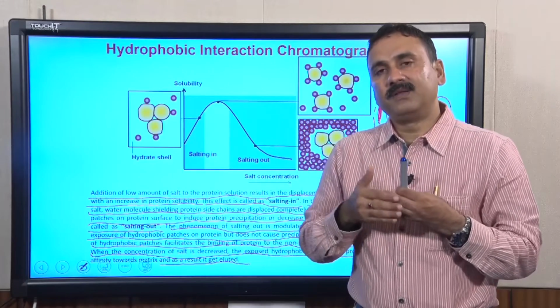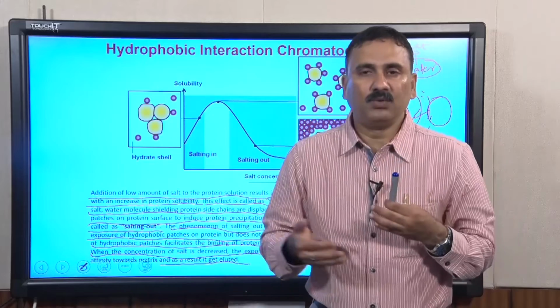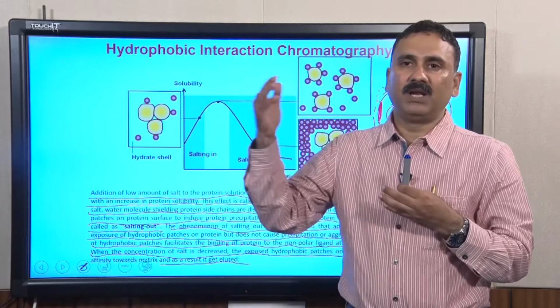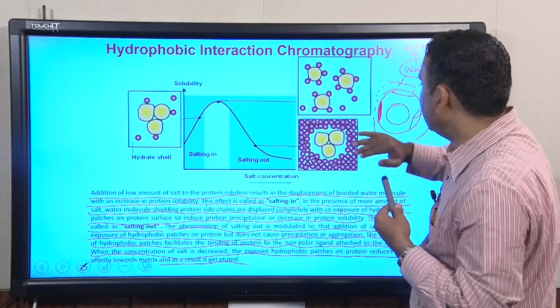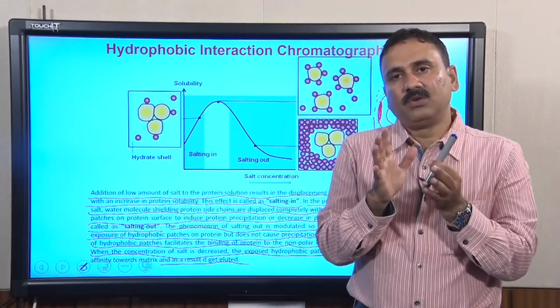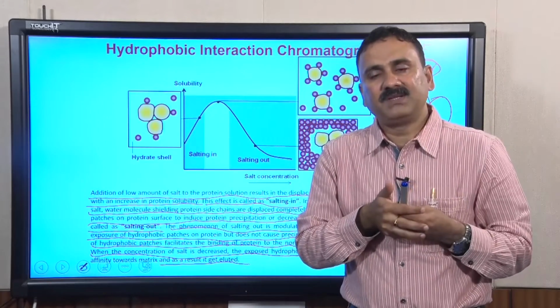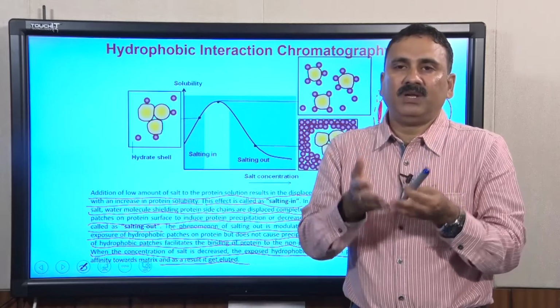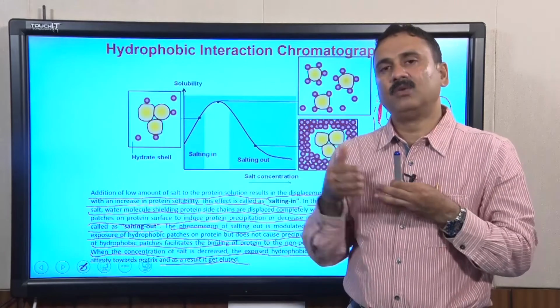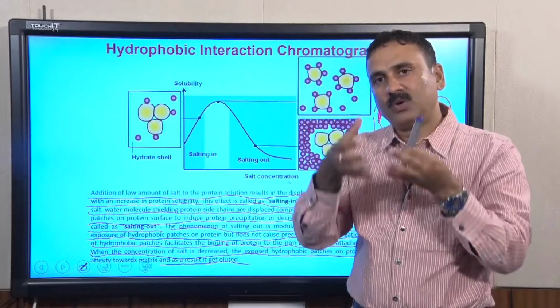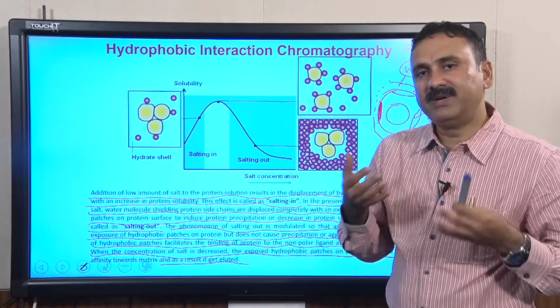Once you do the washing, after washing you can reduce the salt. Once you reduce the salt, you bring the hydration shell back, and that is going to protect the patches, and again the interaction between the hydrophobic patch and the ligand present on the matrix is going to be broken, and that is how your protein is going to be eluted from the beads.